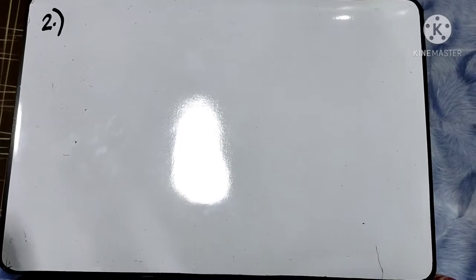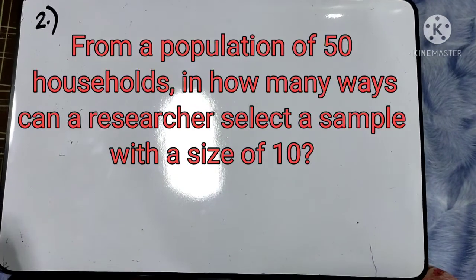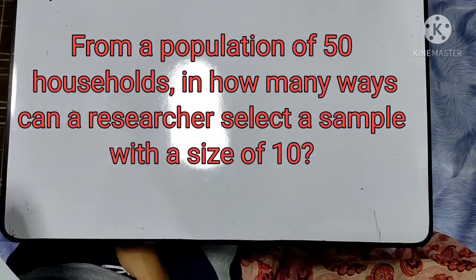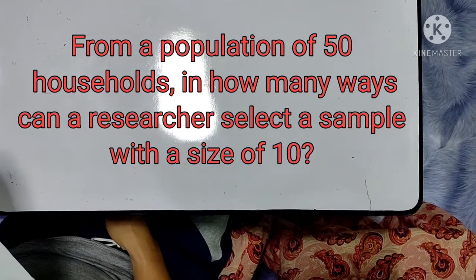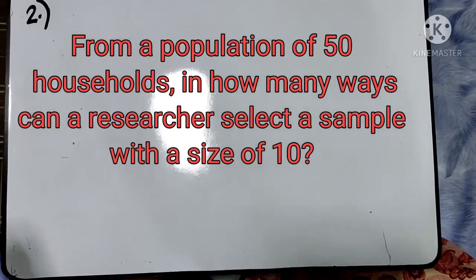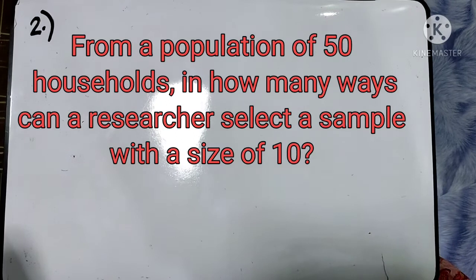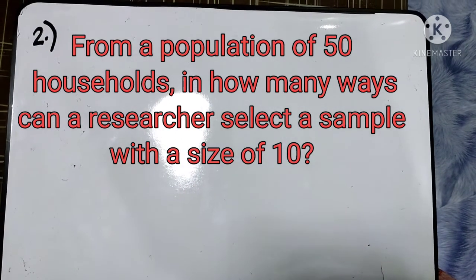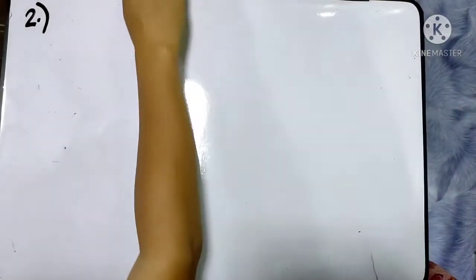Now, let's proceed to number 2. From a population of 50 households, in how many ways can a researcher select a sample with a size of 10? Again, you start with the given.